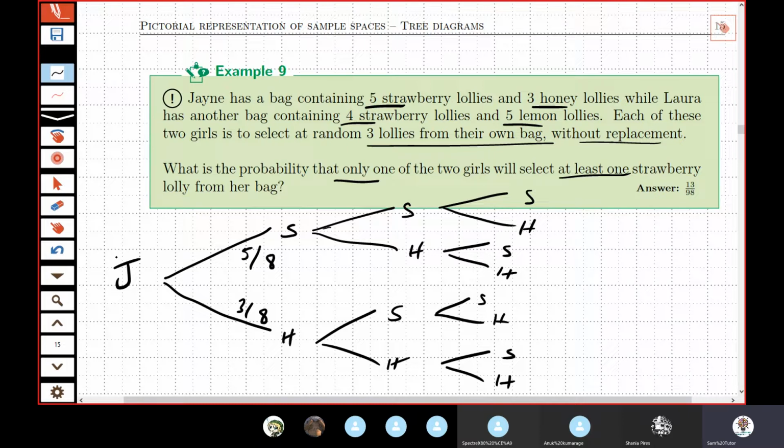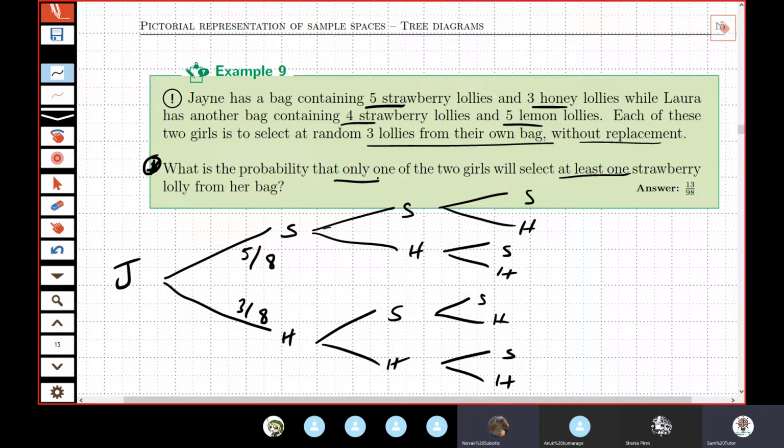Okay, Novak, do you think you understand what the question is, or how you would be thinking about this bit here? What is it trying to say here? What is the probability that only one of the two girls will select at least one strawberry lolly for her bag? What are you thinking? Tell me what you're thinking. Only one, without replacement. Yes, without replacement, of course.